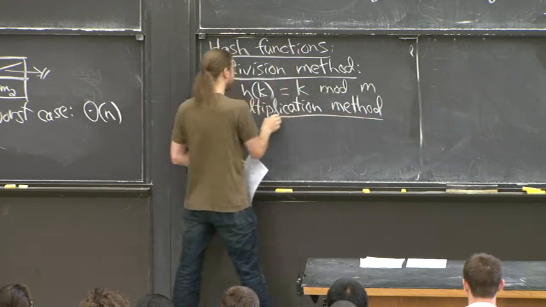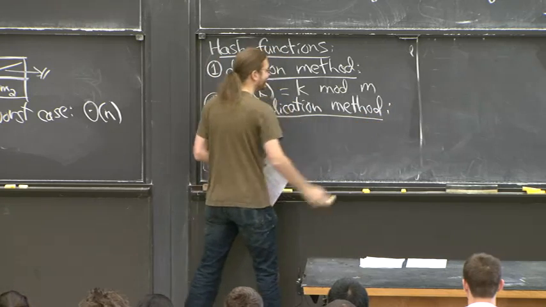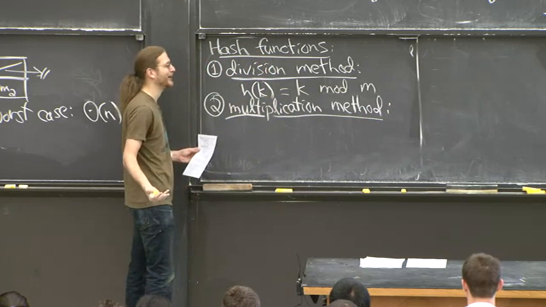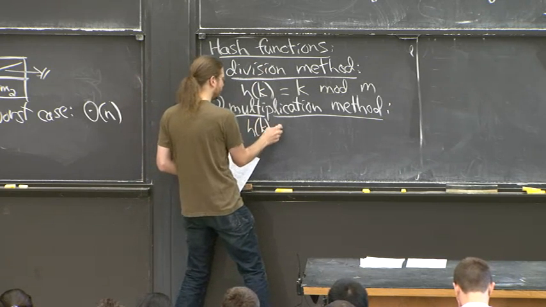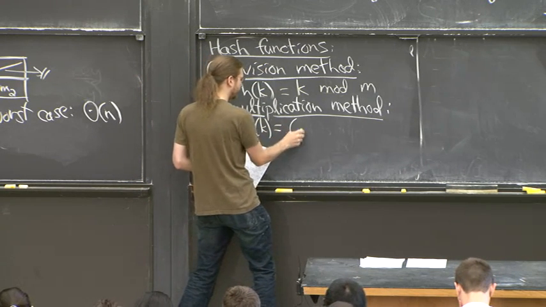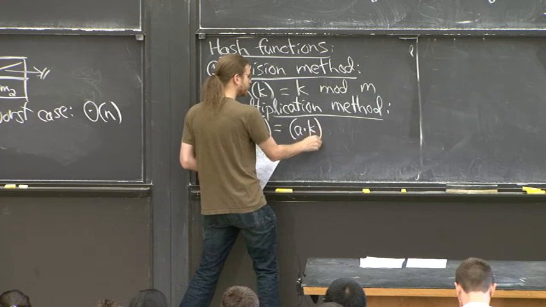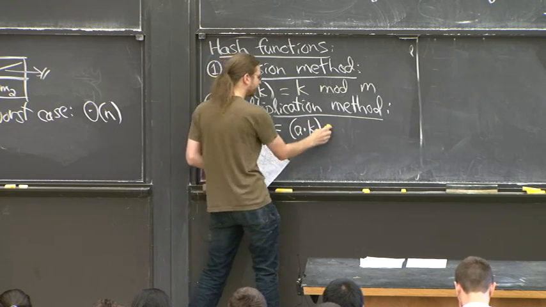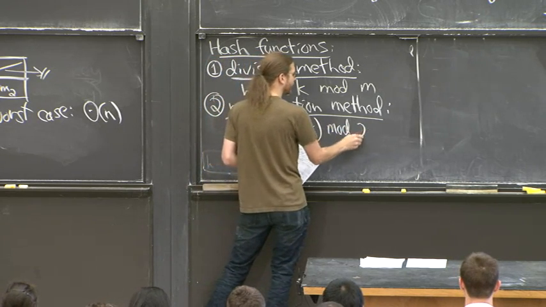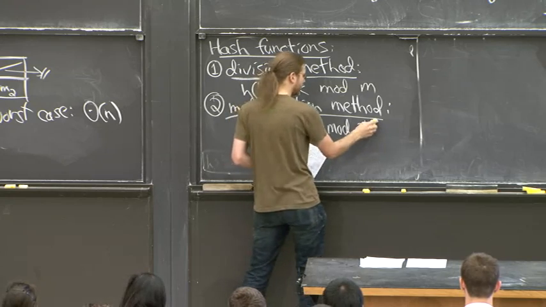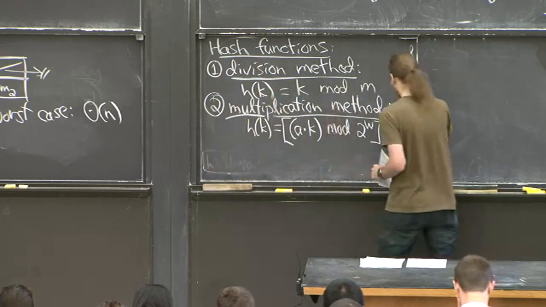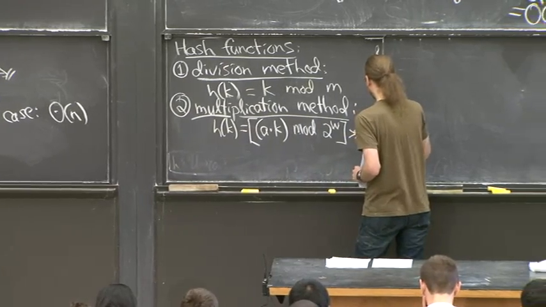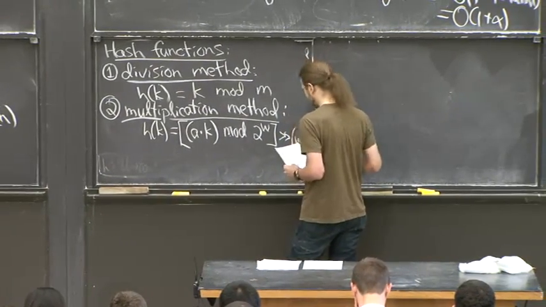Division didn't seem to work so great, so how about multiplication? What does that mean? Multiply by m? That wouldn't be very good. No, it's a bit different. We're going to take the key, multiply it by an integer a, and then we're going to do this crazy stuff. Take it mod 2 to the w, and then shift it right w minus r.